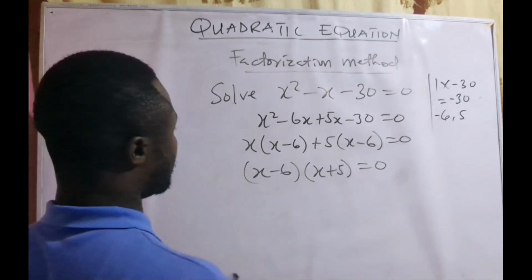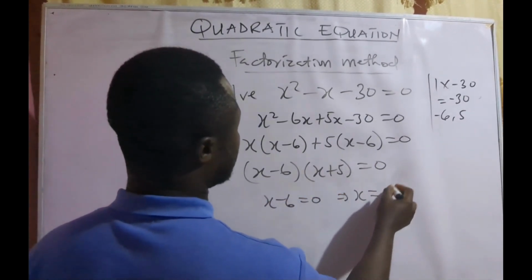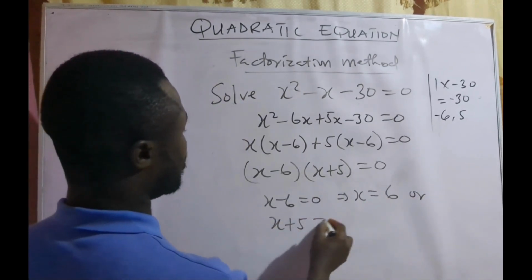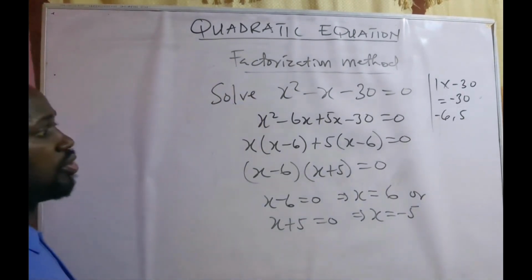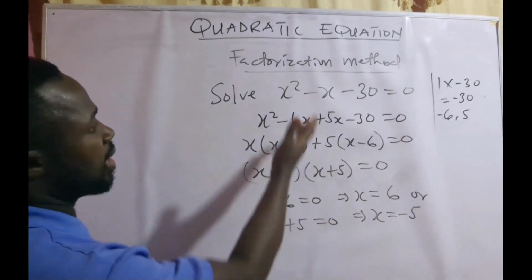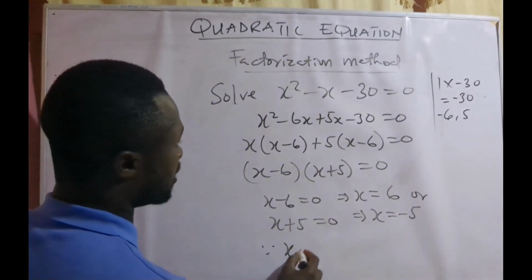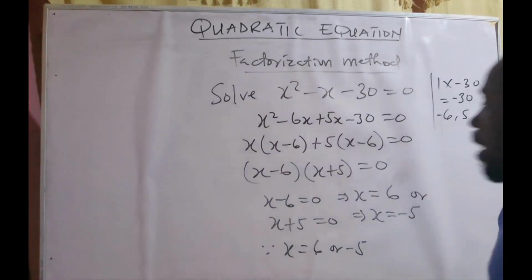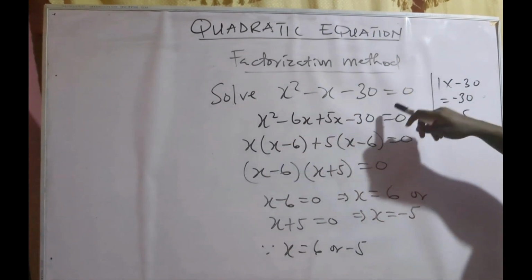Alright, then what do we do? We take x minus 6 to be equal to 0, where x will be equal to what? Positive 6, or x plus 5 to be equal to 0, which x will be equal to negative 5. Alright, so you have gotten the two values of x that will satisfy this particular equation here, where the two values are either x is equal to 6 or negative 5. So x is 6 or x is negative 5 will satisfy the equation x squared minus x minus 30 equal to 0.